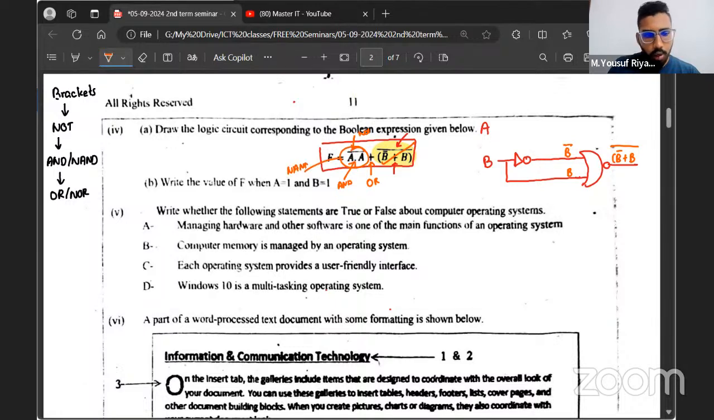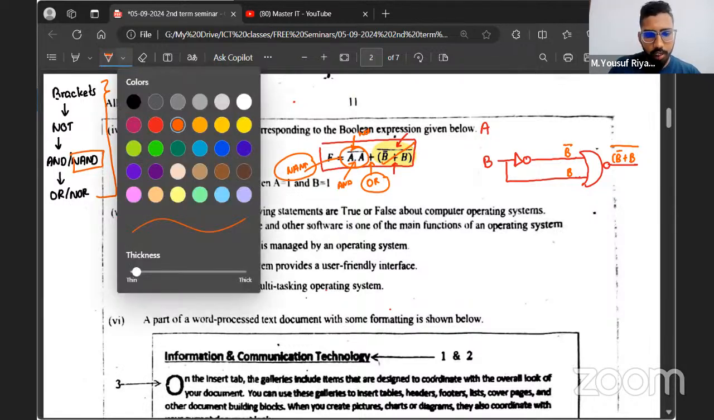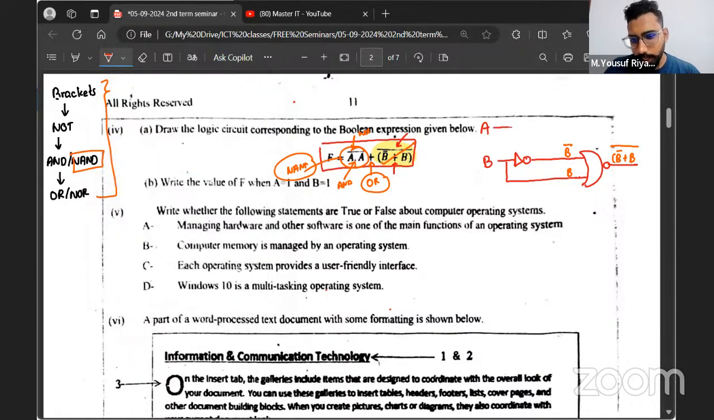Now tell me, as per the order I told you all, should I focus on this NAND gate first or this OR gate first? Yes, I have to focus on this NAND gate first. So I'm going to create A dot A, whole thing dash. For that, I take A separately like this, into two, and pass it through an AND gate.